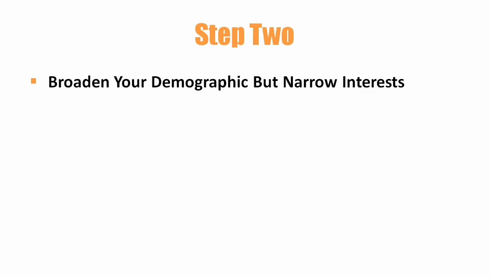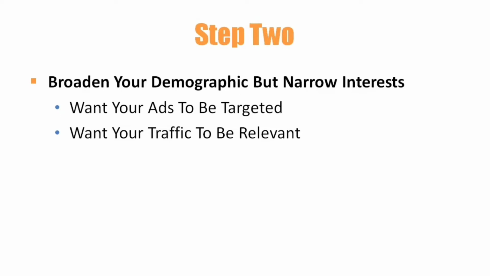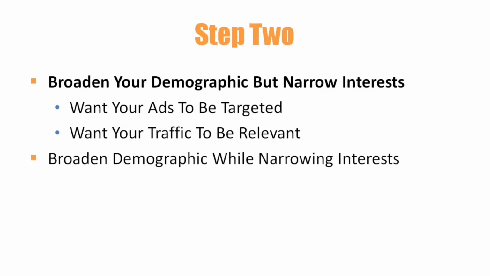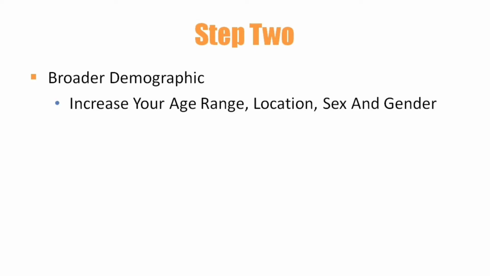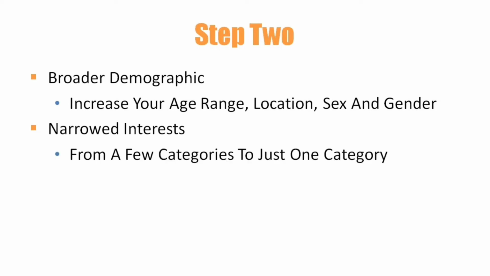Step 2. Broaden your demographic, but narrow interests. This part is tricky. You want your ads to be targeted, and you want your traffic to be relevant. However, broadening your demographic while narrowing your interests can result in penny clicks. A broader demographic would simply mean that you increase your age range, location, sex, and gender. Narrowed interest would mean taking your interests down from a few categories to just one category.